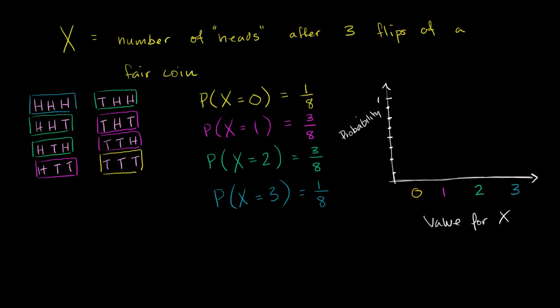The probability that X has a value of 0 is 1/8. So I'll make a little bar right over here that goes up to 1/8. The probability that X equals 1 is 3/8. So that's 2/8, 3/8 gets us right over there. Let me draw that bar. The probability that X equals 2 is also 3/8, so that's going to be the same level. And then the probability that X equals 3 is 1/8, which is going to be the same height as this one right over here.